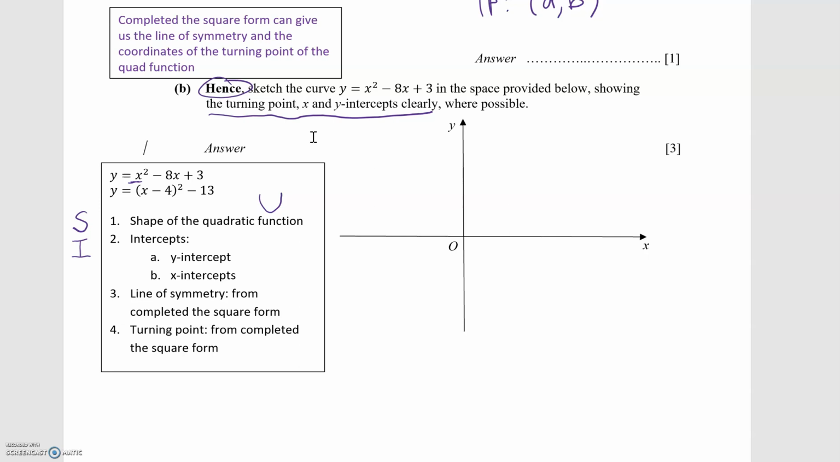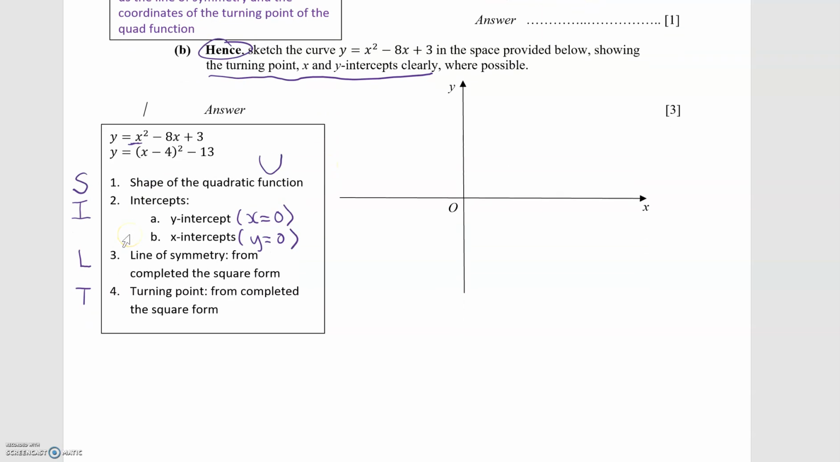Next, I want to find I, the intercepts. Okay, so there are 2 parts. I need to find the y-intercept, which you will get easily when x equals 0. And you will get 2 x-intercepts when y equals 0. So we just have to solve to find the x and the y coordinates. The next thing we need to find is the line of symmetry, which we have already seen that we can get very easily from the completed square form, and T, the turning point, which we also can get from the completed the square form. So I shall now continue to find the x-intercept and y-intercept.